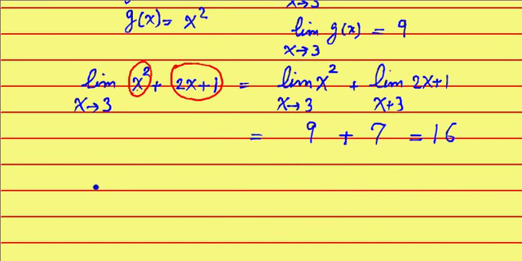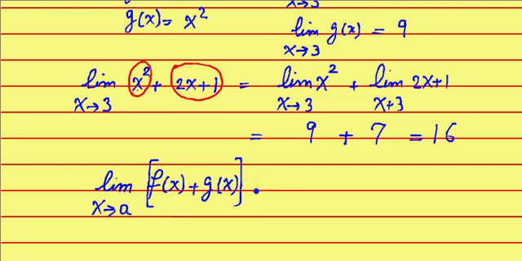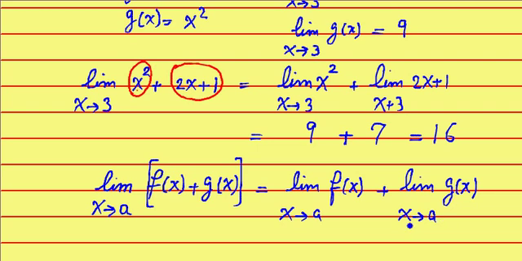This kind of idea is expressed in mathematics with the following rather hard to digest notation. They call it the limit of f of x plus g of x as x approaches some number a, is the same as the limit of the first one and the second one calculated separately and then added to each other.